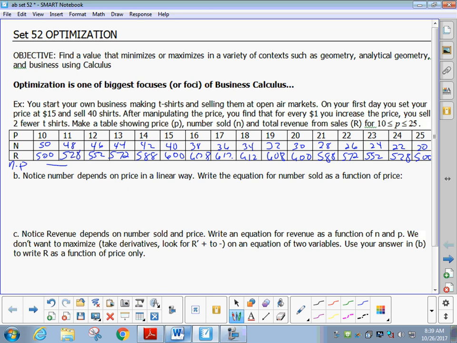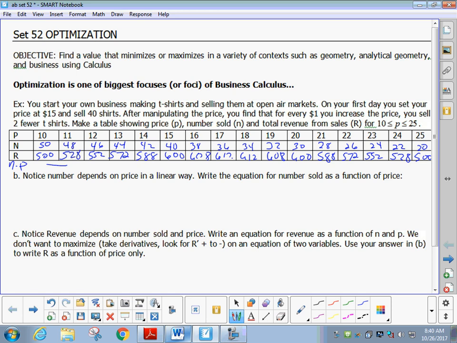Would you please write the relationship for number sold as a function of price? Number depends on price. I get to choose what price I set. I don't get to choose how many I sell, but I get to choose what price is. So number depends on price. Would you write the equation for number as a function of price? You can see it's linear.